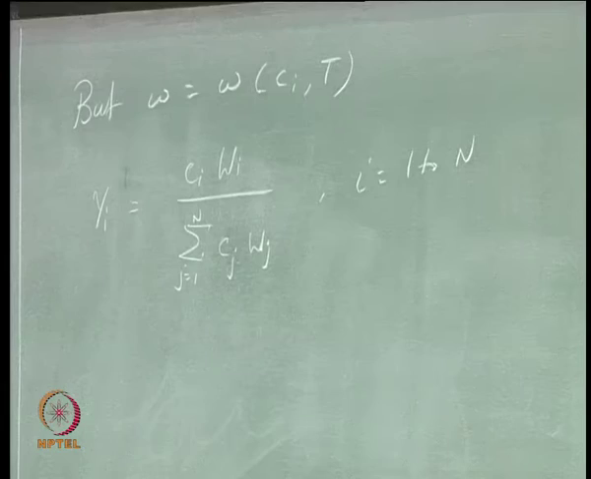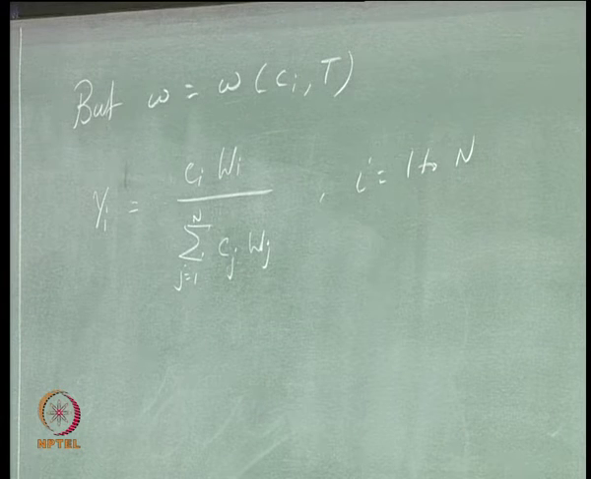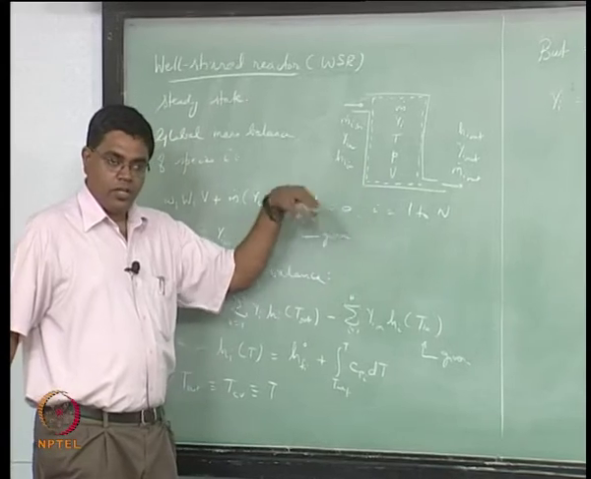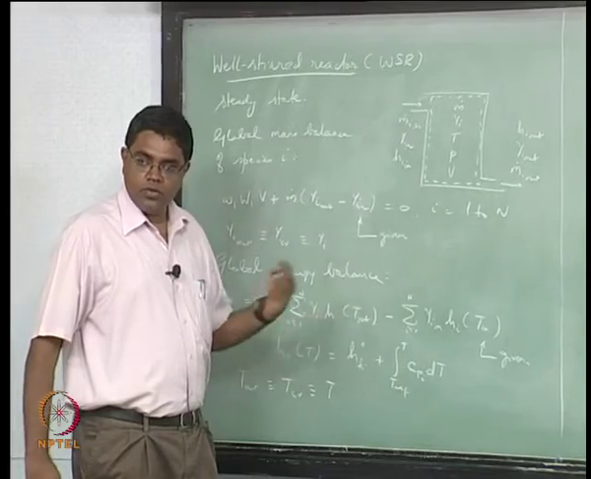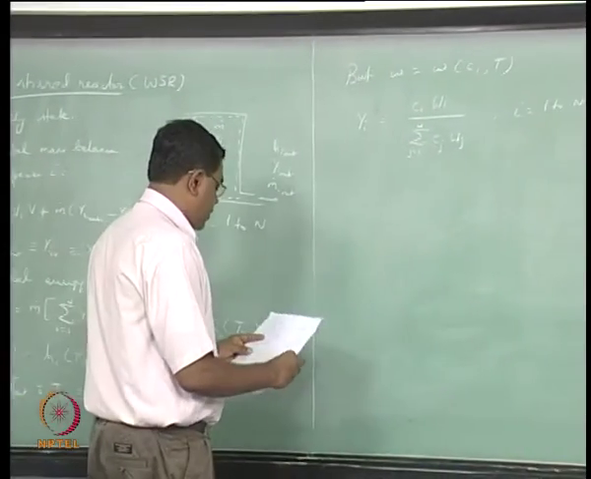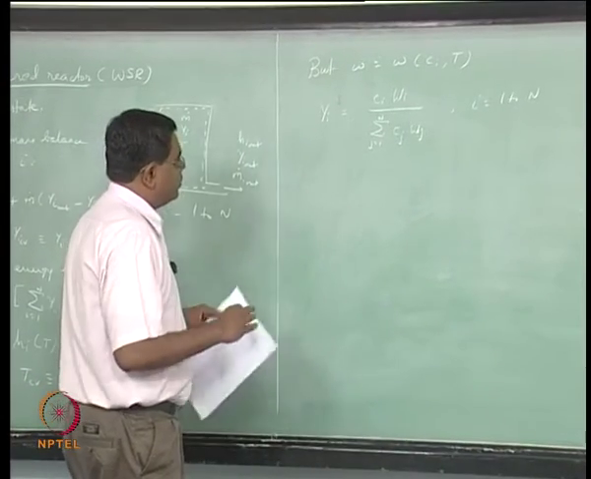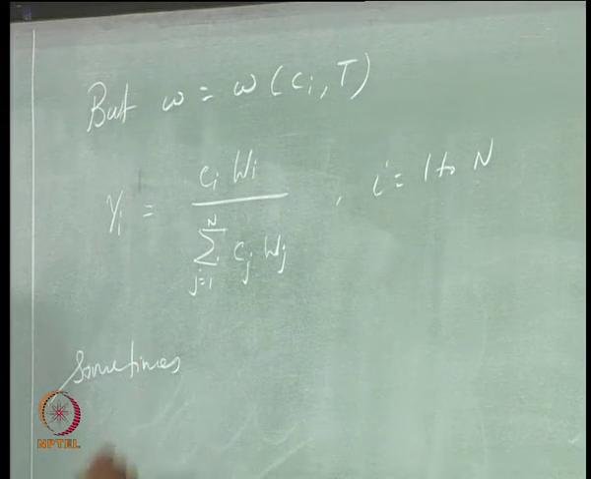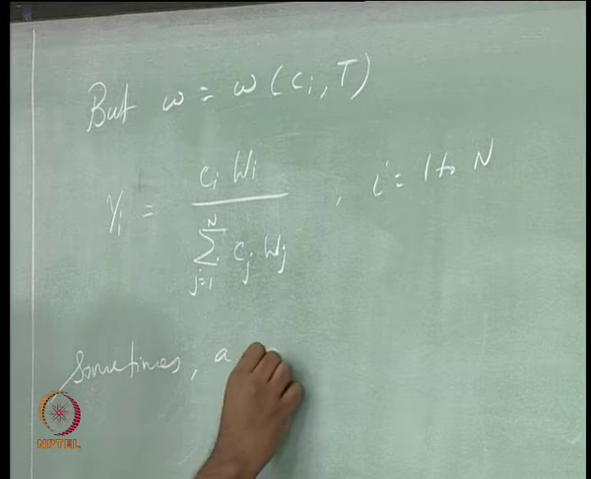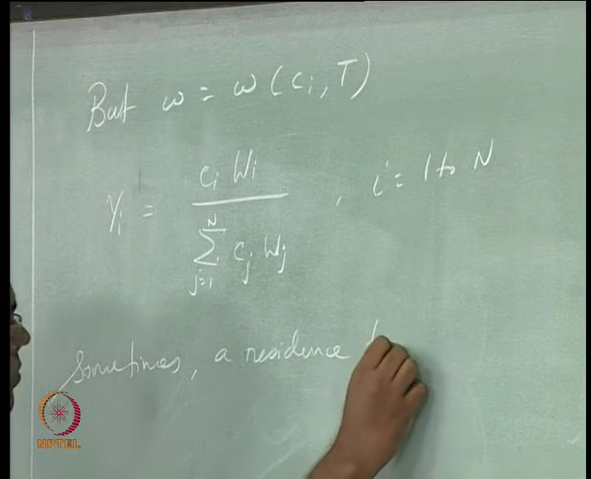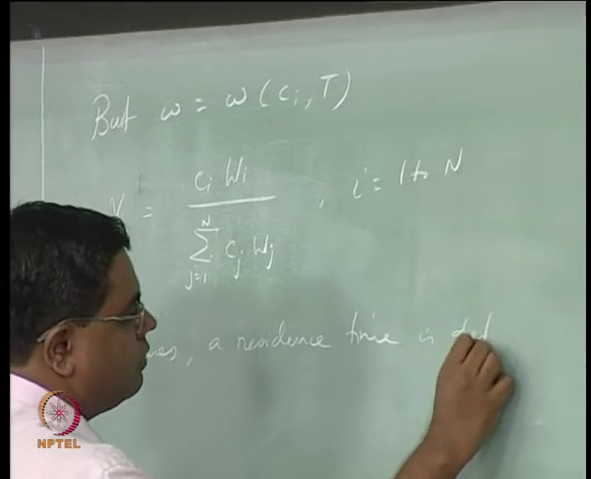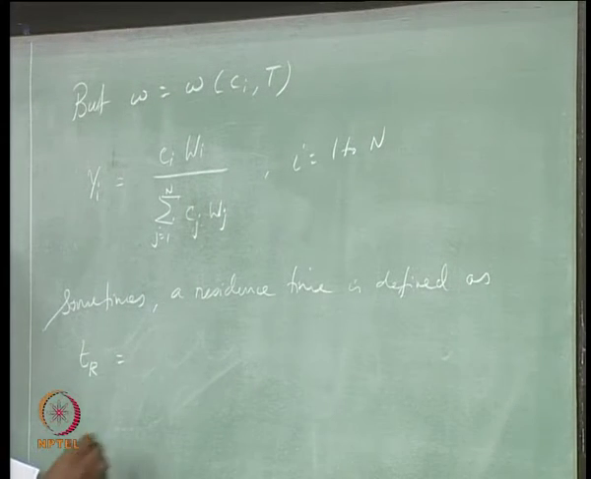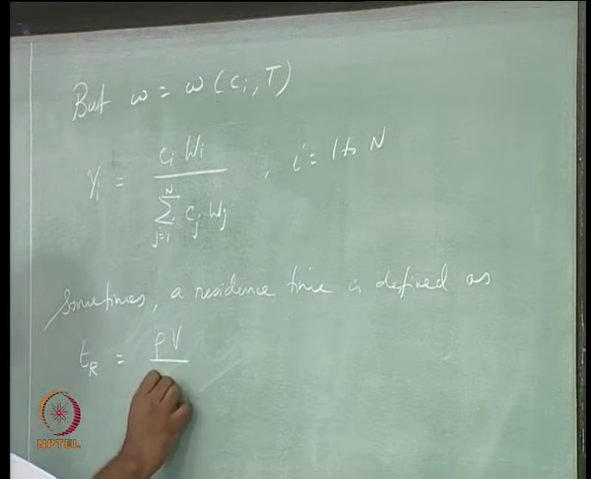So previously I mentioned that in some of the problems where we want to size the combustor, we want to know the volume rather than input the volume. So the volume is now the thing in question. Therefore you try to redo this problem a little bit by saying sometimes a residence time is defined as tR equals rho V divided by m dot.